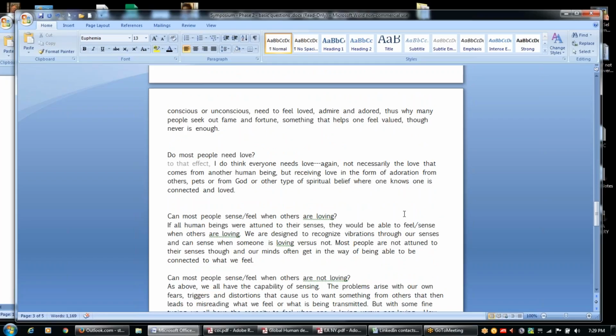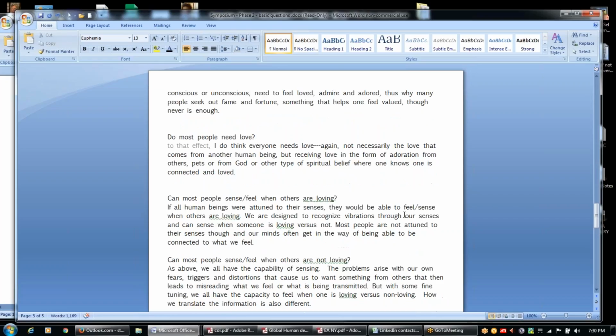Do most people need love? To that effect, I do not think so. Needs love, again, not necessarily the love that comes from another human being, but receiving love in the form of adoration from others, pets, or from God, another type of spiritual belief where one knows one is connected and loved.